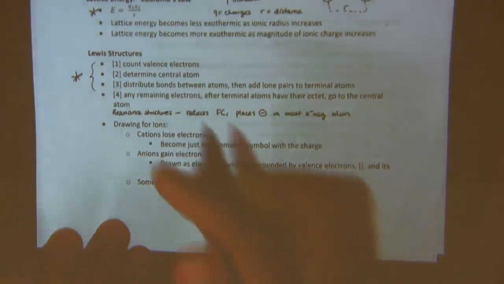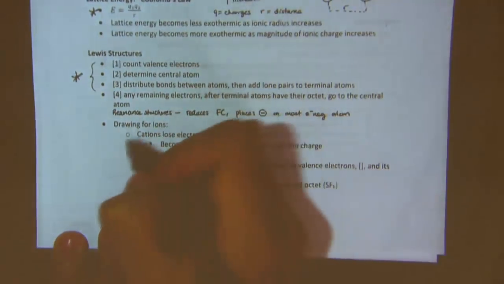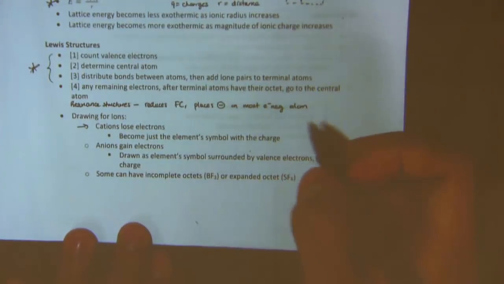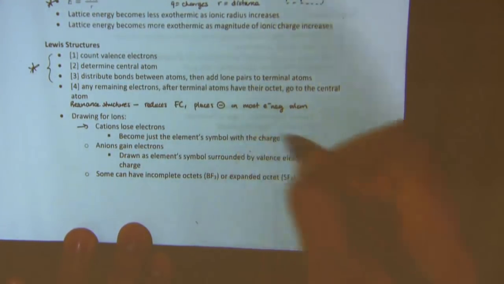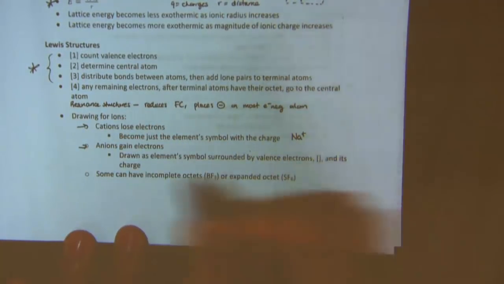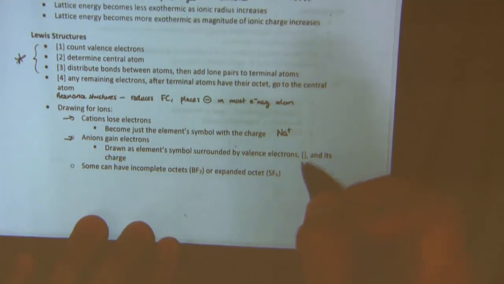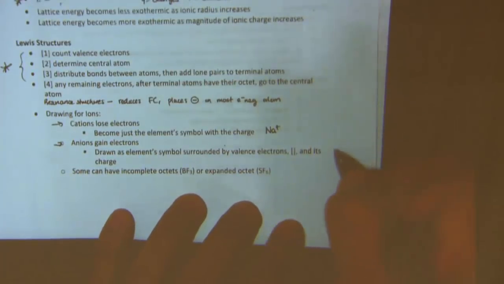So some things to note is that when we're drawing ions, the cations lose electrons. They become just the element's symbol with the charge. So for instance, sodium would just be Na+, and anions gain electrons. So they're drawn as the element's symbol surrounded by valence electrons, brackets, and its charge. So in this case, we would have fluorine gaining a full octet, and it would just have a -1 charge.